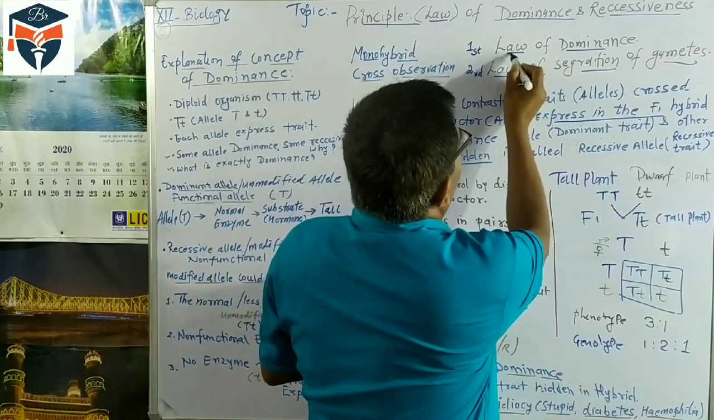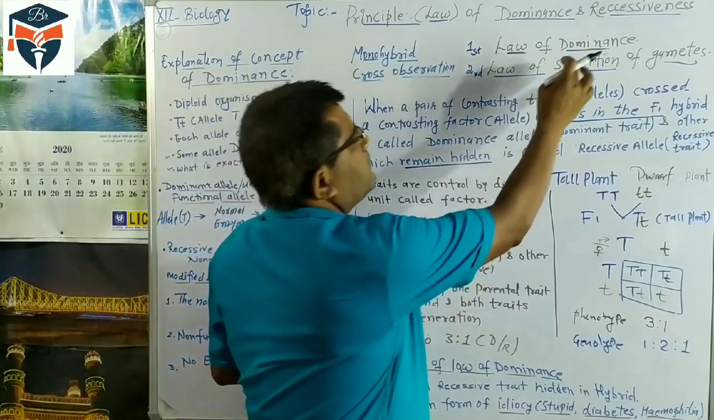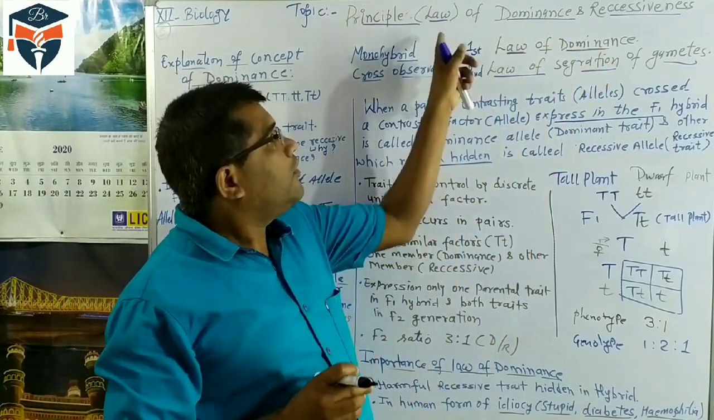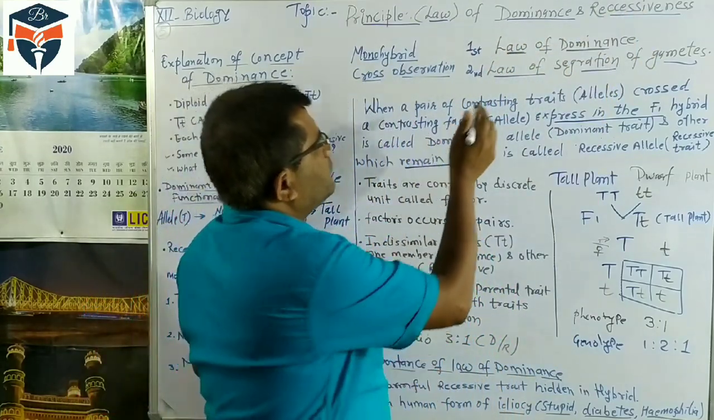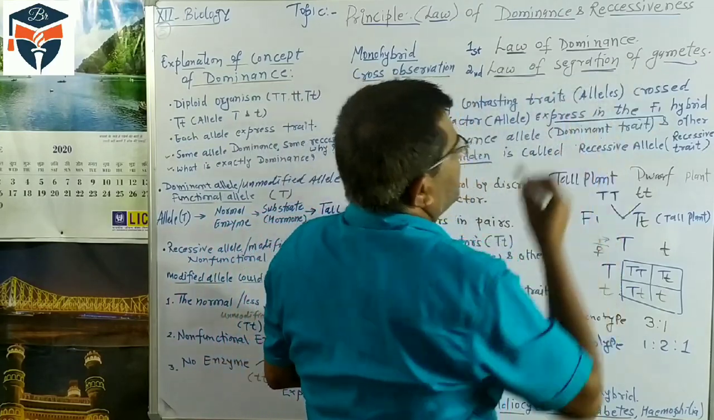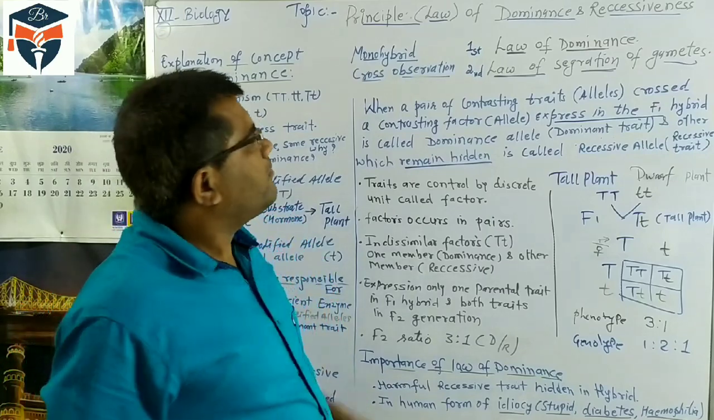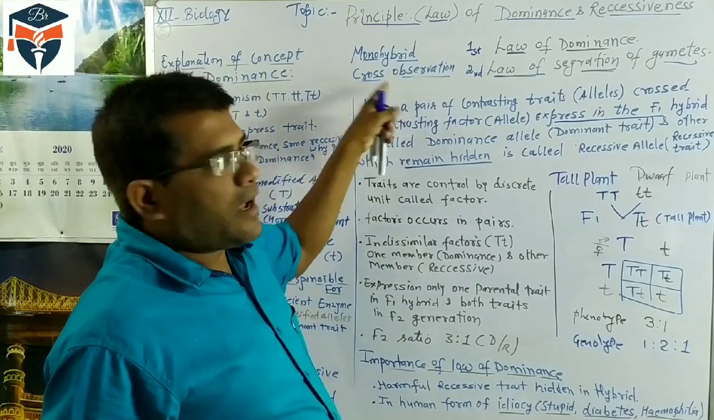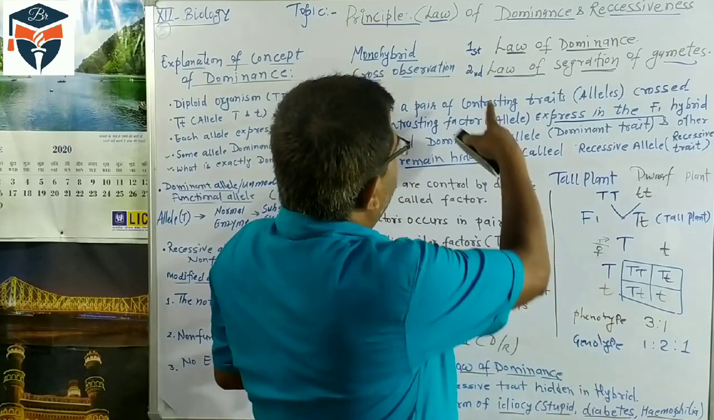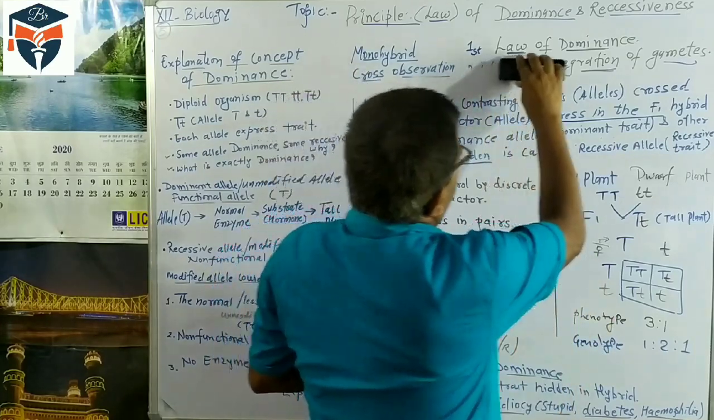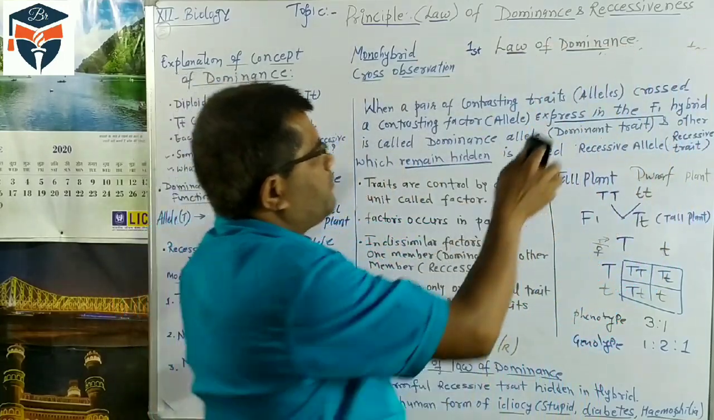The first law is called the law of dominance, and it is also called the law of dominance and recessiveness. The second law he proposed is the law of segregation of gametes. These two laws were based on monohybrid cross observation. Today we are discussing the law of dominance. The second law, the law of segregation, we will discuss later. So first we have to discuss what the law of dominance is.